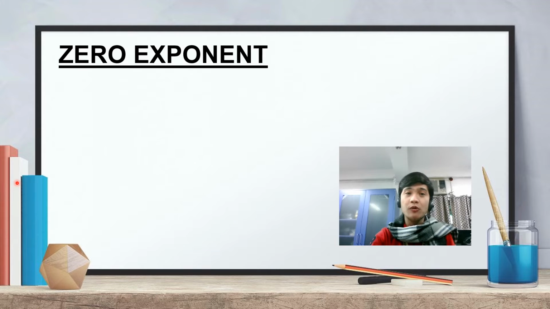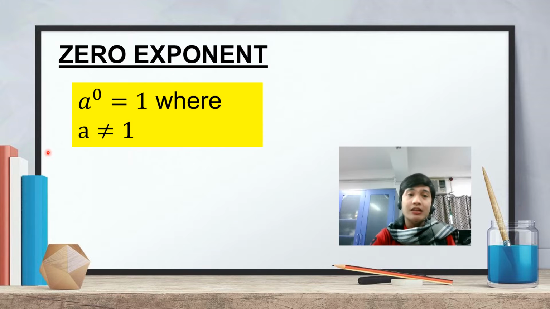So, for zero exponents, we all know in our basic math that any number raised to 0 is equal to 1, where a should not be equal to 0. Okay? Yun ang tatandaan natin, that any number, regardless kung gaano siya kalaki, gaano kaliit, as long as we raise it to 0, the result is equal to 1.